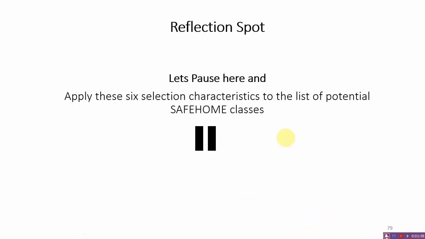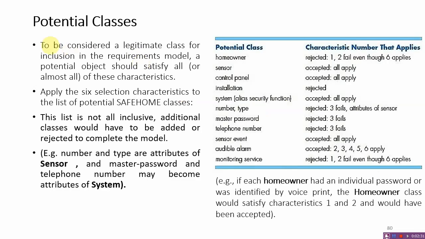Now let us pause here and apply these 6 selection characteristics to the list of potential SafeHome classes which we have previously drawn. To be considered a legitimate class for inclusion in the requirements model, a potential object should satisfy all or almost all of these characteristics. Here, to the left you can see the potential classes, and to the right you can see whether they are included in the requirements model or not.